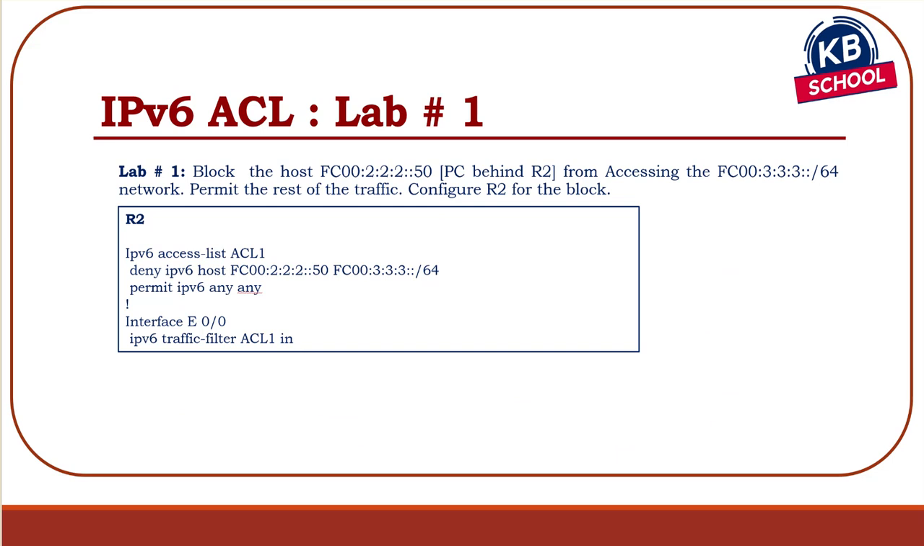My first ACL over here blocked the host FC00:2:2:2:50. That is the host behind R2, this guy over here. I want to block that from accessing the entire 3 network. So deny IPv6, that means any protocol, source of FC00:2:2:2:50 should not be able to go to any device on this particular network. Permit the rest of the traffic. Apply it to the interface by using the traffic filter command over here. ACL1 is the name. You don't specify any number for it.